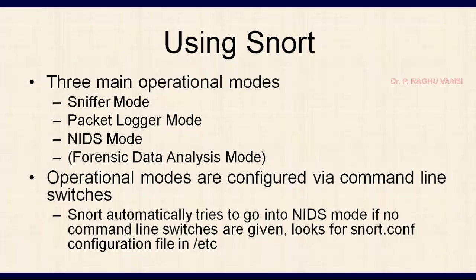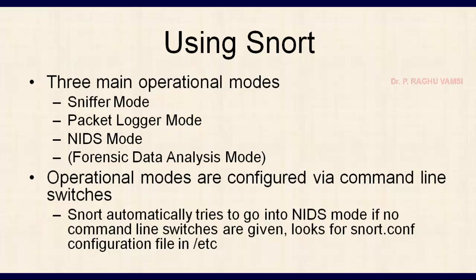Three main operational modes: sniffer mode, packet logger mode, NIDS mode, and data analysis mode, especially forensic data analysis mode. Sniffer mode and packet logger mode are very simple, just like how you use tcpdump or Wireshark or WinPcap, these kind of things. In the same way, we'll use Snort. Operational modes are configured via command line switches. That means we will place the options. If you want to only sniff, the -v option will be used. If you want to sniff the application level data, then the -d switch will be used. Here, switches are nothing but the options that you will use along with the Snort command.